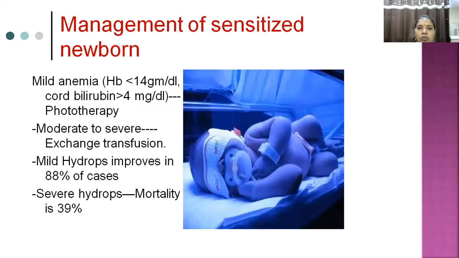Management of sensitized newborn: mild anemia, moderate to severe, and hydrops. Mild anemia means hemoglobin less than 14 grams per deciliter, cord bilirubin more than 4 milligrams per deciliter. In case of mild, phototherapy is enough. Moderate to severe, exchange transfusion. Mild hydrops improves in 80 to 88% of cases. Severe hydrops mortality is 39%.